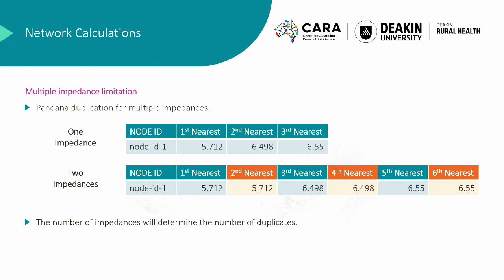So that multiple impedance limitation that I mentioned is just something within Pandana where for every additional impedance beyond one, it seems to duplicate the output. So your first nearest will also be the second nearest, and therefore your actual second nearest is the third nearest. It's just something we're aware of, and we have worked out a workaround, but obviously going from 3 calculations to 6 is increasing that computational time overall, and it is something that we endeavour to look into a bit more in the future to find a permanent solution to not have to duplicate all of these. For every different impedance, there'll be an additional duplication.